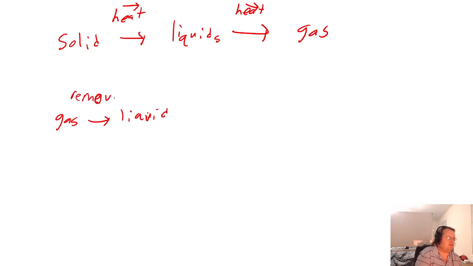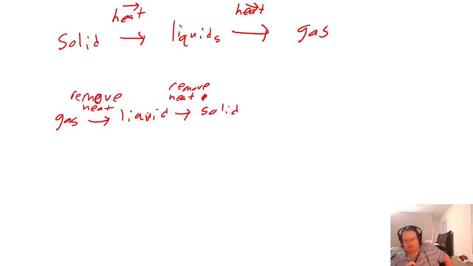Remove, that was badly spelled. So we remove some heat, and if we remove even more heat, we'll turn it into a solid. That's how we're going to make our ice cube. Now, that's one way to do these phase changes. That's not the only way we can do it, though.